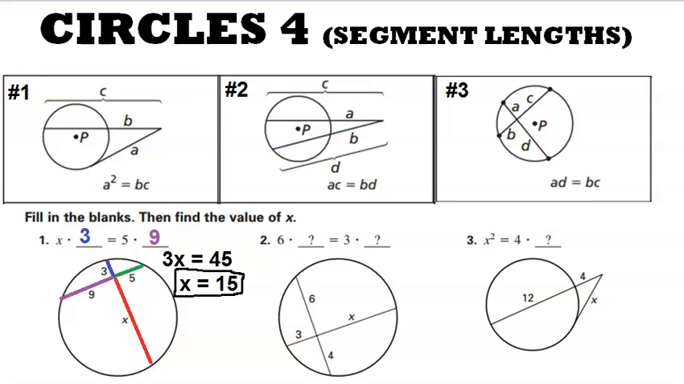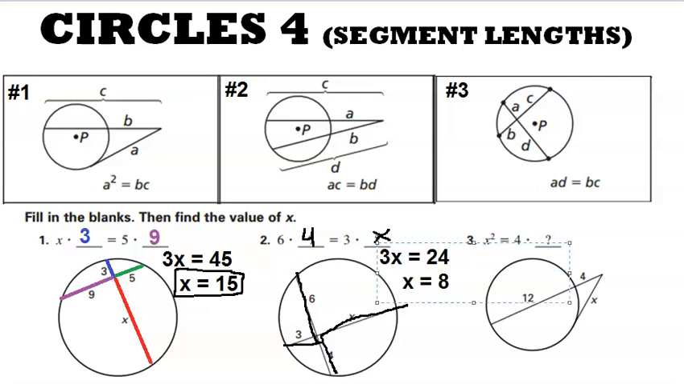Let's try number 2 here. Make sure we know what we're doing. 6 times 4 equals 3 times x. Now, when you clean up that mess, you're going to get 3x equals 24, which means x equals 8. That's it. That's all you got to do. Okay. So that pretty much takes care of how we do rule number 3. We'll get it out of the way early because it's the easiest one we do.